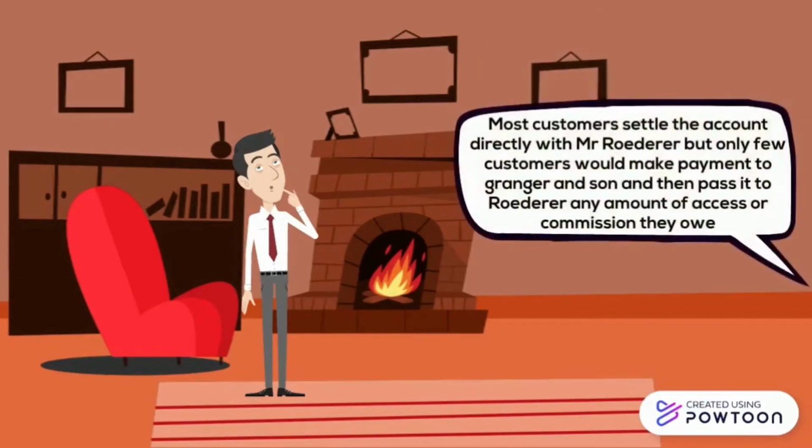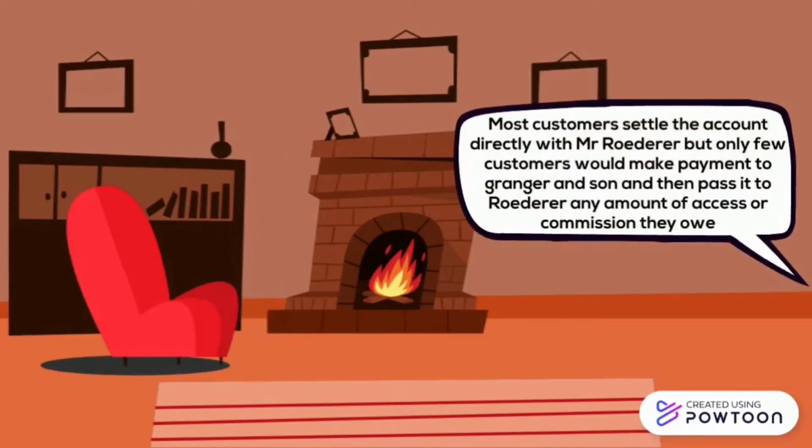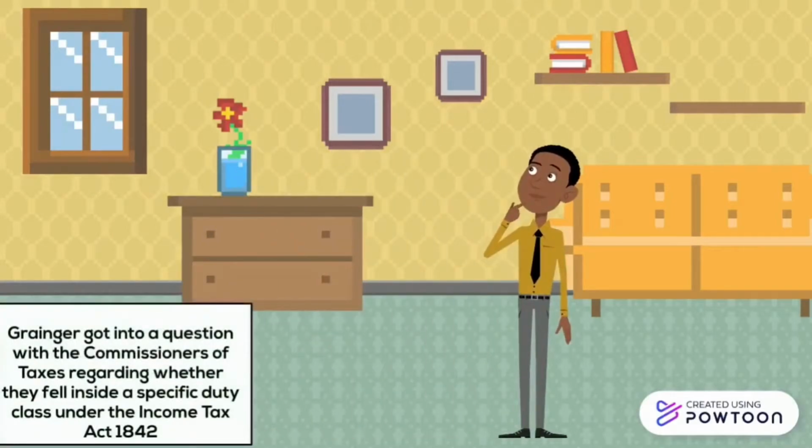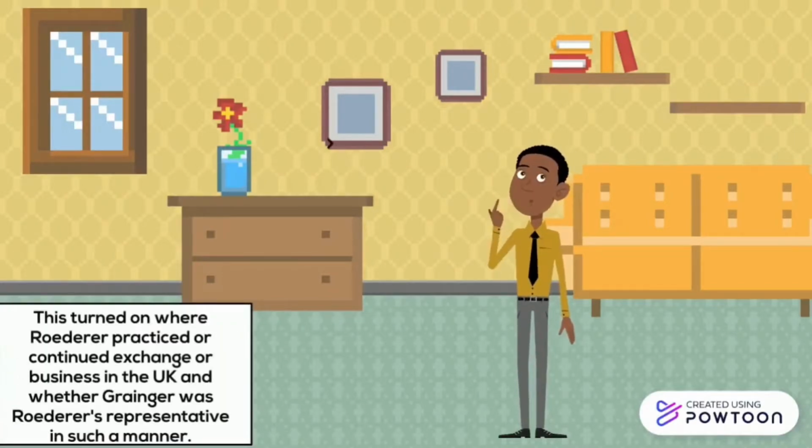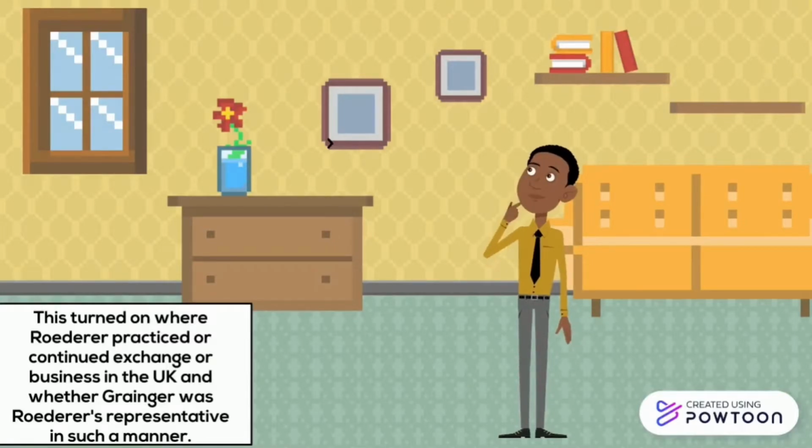Most customers settle the account directly with Mr. Rodra, but a few customers make payment to Grainger and Son, who then pass it on to Rodra after deducting any amount of commission they are owed. Grainger got into a dispute with the Commissioners of Taxes regarding whether they fell inside a specific duty class under the Income Tax Act 1842. This turned on whether Rodra practiced or carried on business in the UK and whether Grainger was Rodra's representative in such a manner.